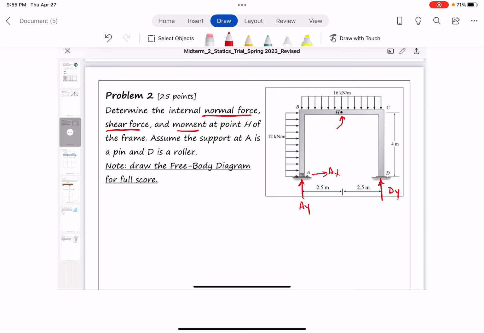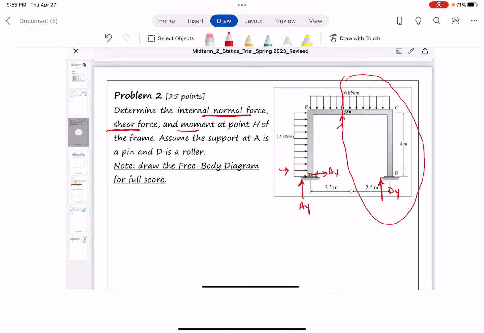So how could we do it? I should do the cut at this point, at H. The best is to look from the right. I should look from this side, much easier. Otherwise you have to put this distributed load and the other half. Let's take as few loads as possible. So I'll look from the right. I'll cut it and look from the right.